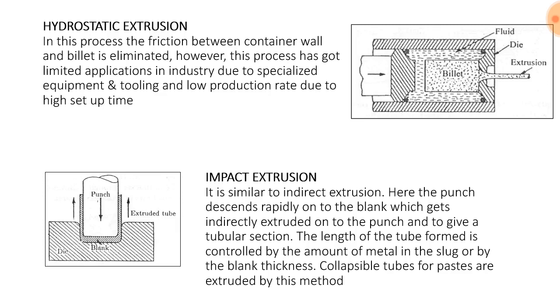Impact extrusion. It is similar to indirect extrusion. Here the punch descends rapidly onto the blank, which gets indirectly extruded onto the punch to give a tubular section. The length of the tube formed is controlled by the amount of metal in the slug or by the blank thickness. Collapsible tubes for pastes are extruded by this method.